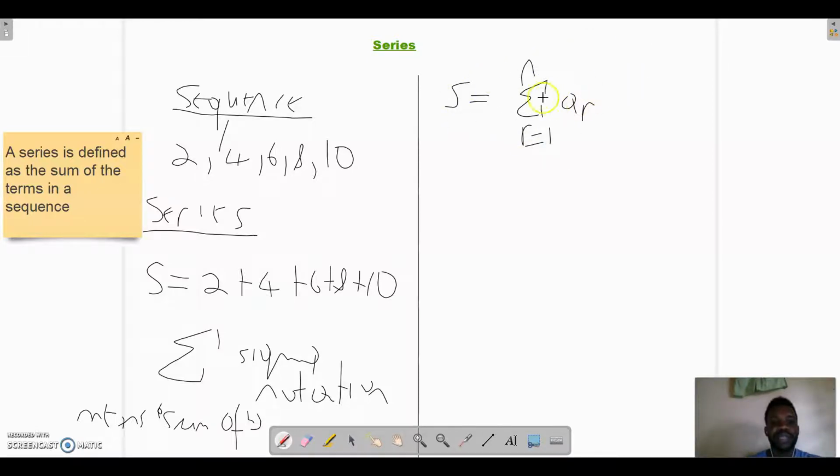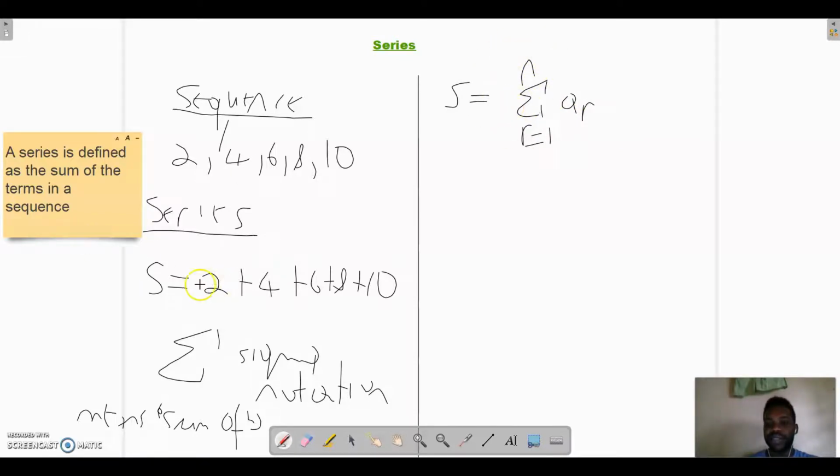So what we're actually doing here is summing the sequence, and once you sum the sequence, it produces the series. r equal 1 means that I put 1 inside of this formula to get the first term. We then put in 2 to get the second term, and we stop when we reach whatever the n value is.